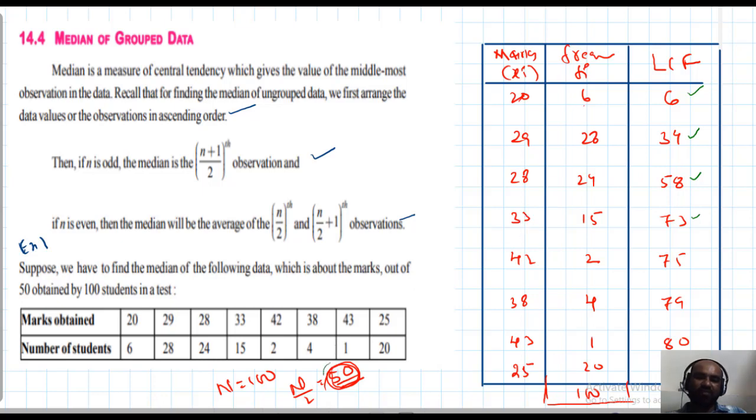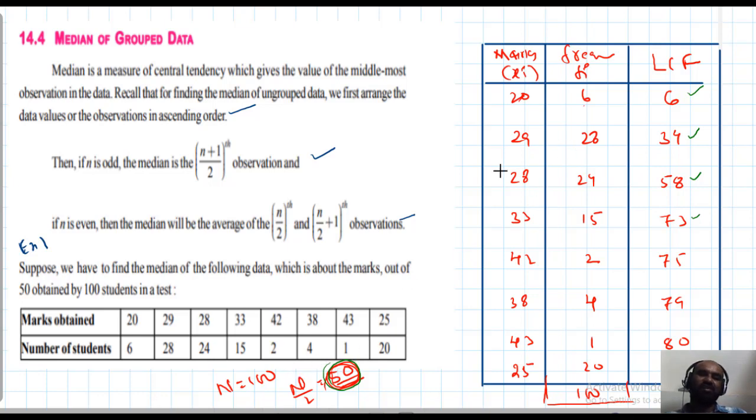What do you want? I want the 50th and 51st students' marks, their individual marks, and their average. But I can't find the individual marks now. There are 6 students whose mark is 20, which means I can't say what the individual marks of these 6 students are. Similarly, I can't say the individual marks of these 28 students. Like that, I can't identify the 50th and 51st students' individual marks, if I know their marks, their average only, the median of the data.